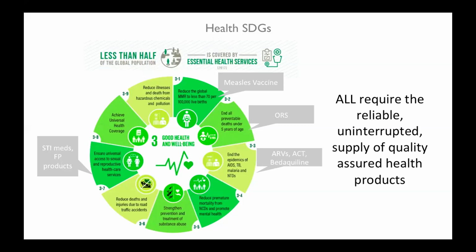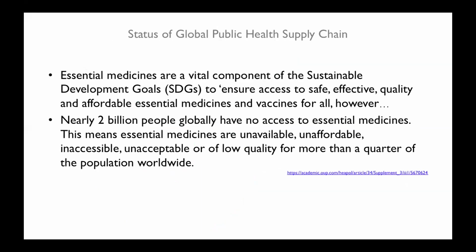And our key thing is, it's got to have a supply chain that works. It's got to have the products there for the people when they need them, regardless of how great your program is. So as it says, we're vital to the components. Nearly 2 billion people globally have no access to essential medicines. And sometimes that's because they don't have the supply chain to get them there. And others, of course, some countries don't have the products coming in.